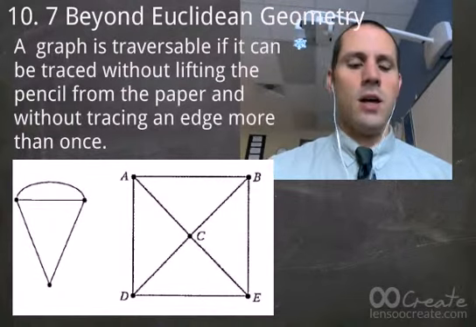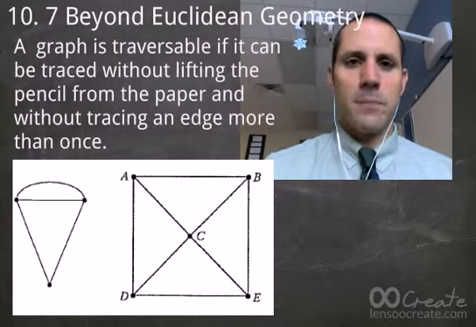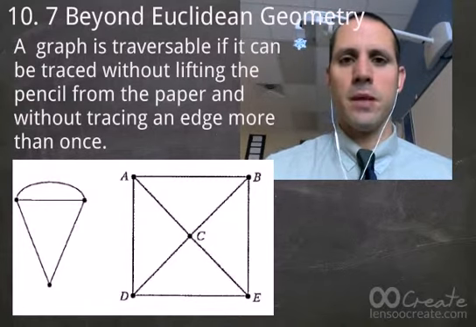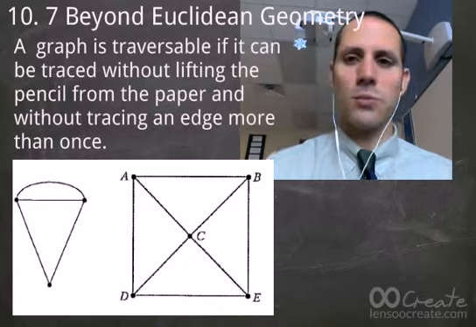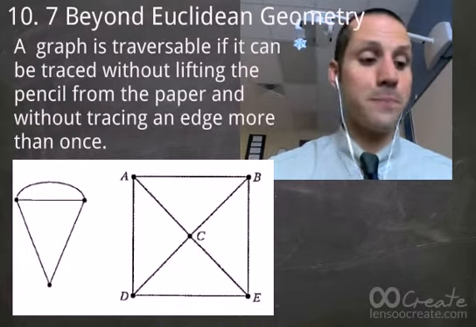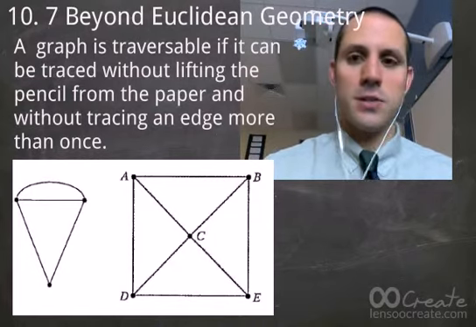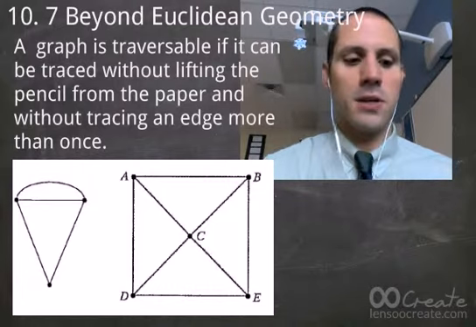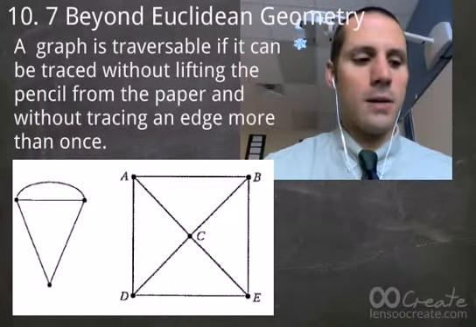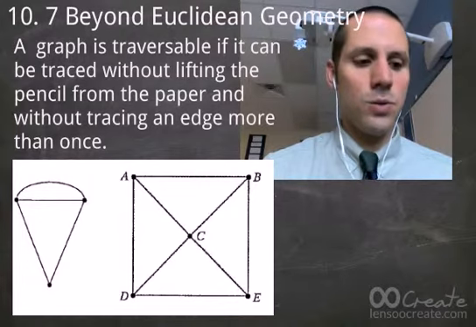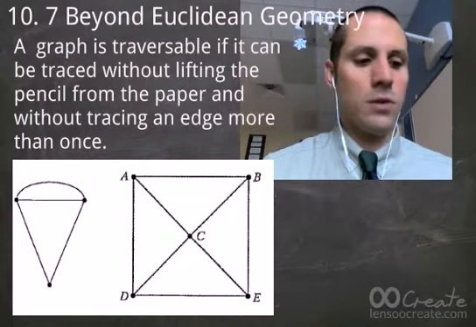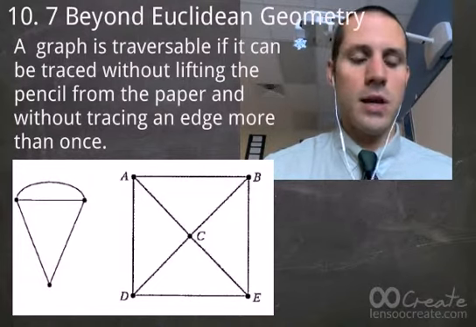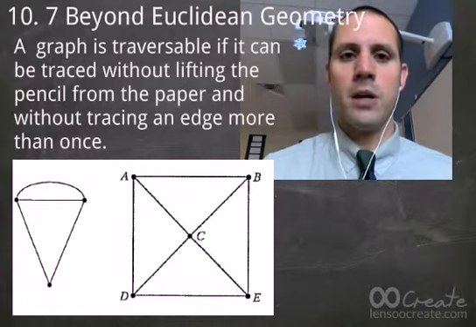All right, our next definition, we've got some rules of traversability there. A graph is traversable if it can be traced without lifting the pencil from the paper and without tracing an edge more than once. And then you've got some rules listed there on our handout. A graph with all even vertices is traversable. You can start anywhere and end where you began. A graph with exactly 2 odd vertices is traversable if you start at either one of the odd vertices. And a graph with more than 2 odd vertices is not traversable.